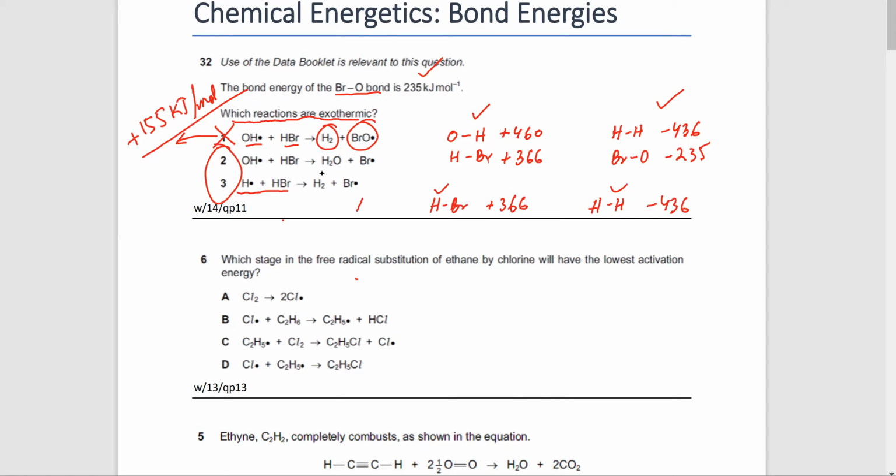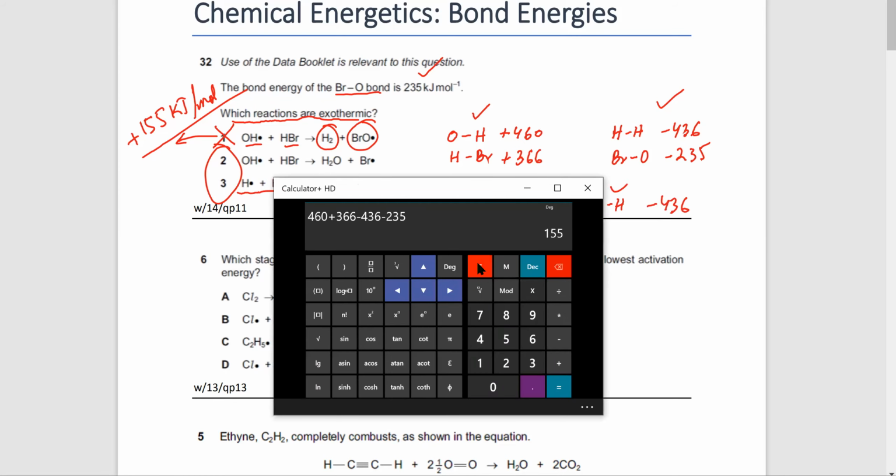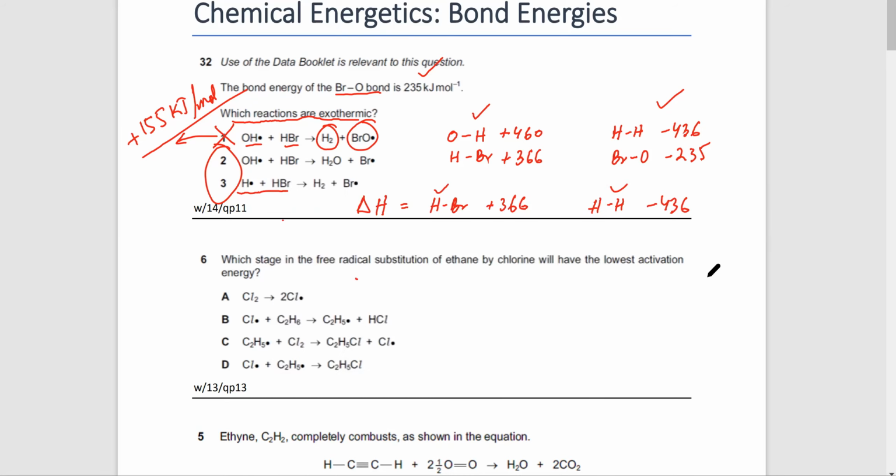So if you sum this up, your overall enthalpy change would be plus 366 minus 436, and that gives me minus 70. So that comes out to be minus 70. So these two are definitely correct.